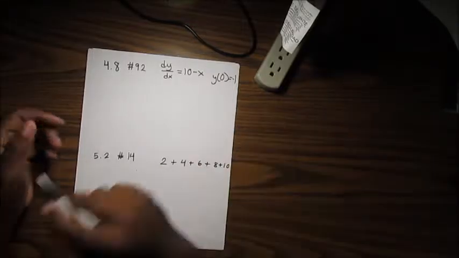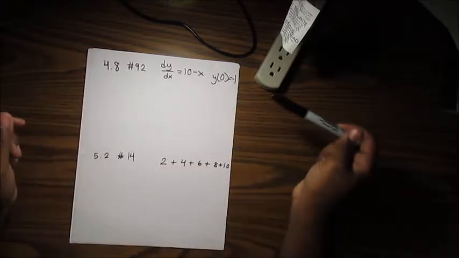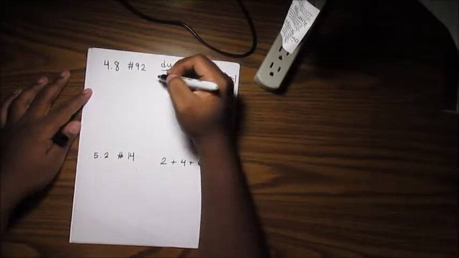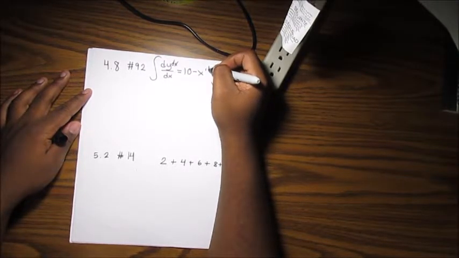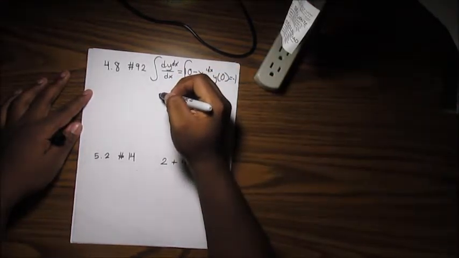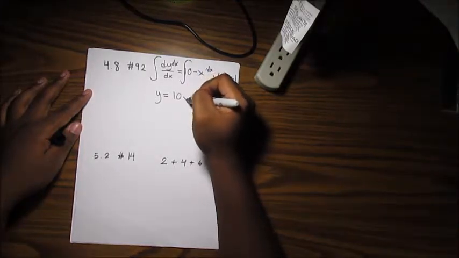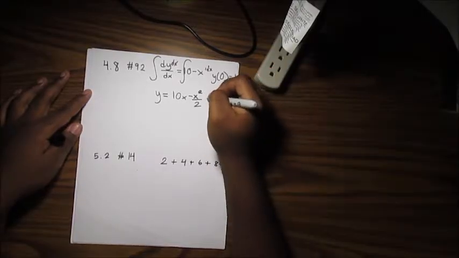With that being said, they want us to find the general integral and then plug in the original x value in order to find its constant c. To start off, we're going to take the integral on both sides, and that's going to yield y equaling 10x minus x squared over 2 plus a constant c.